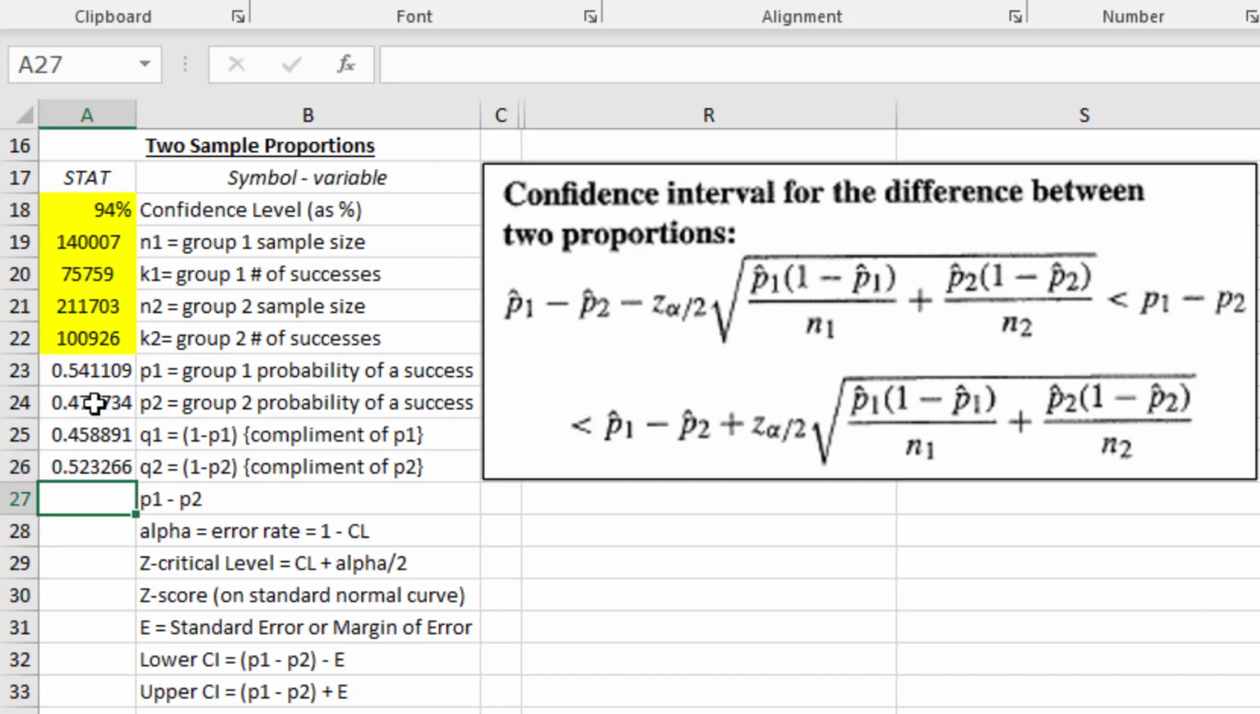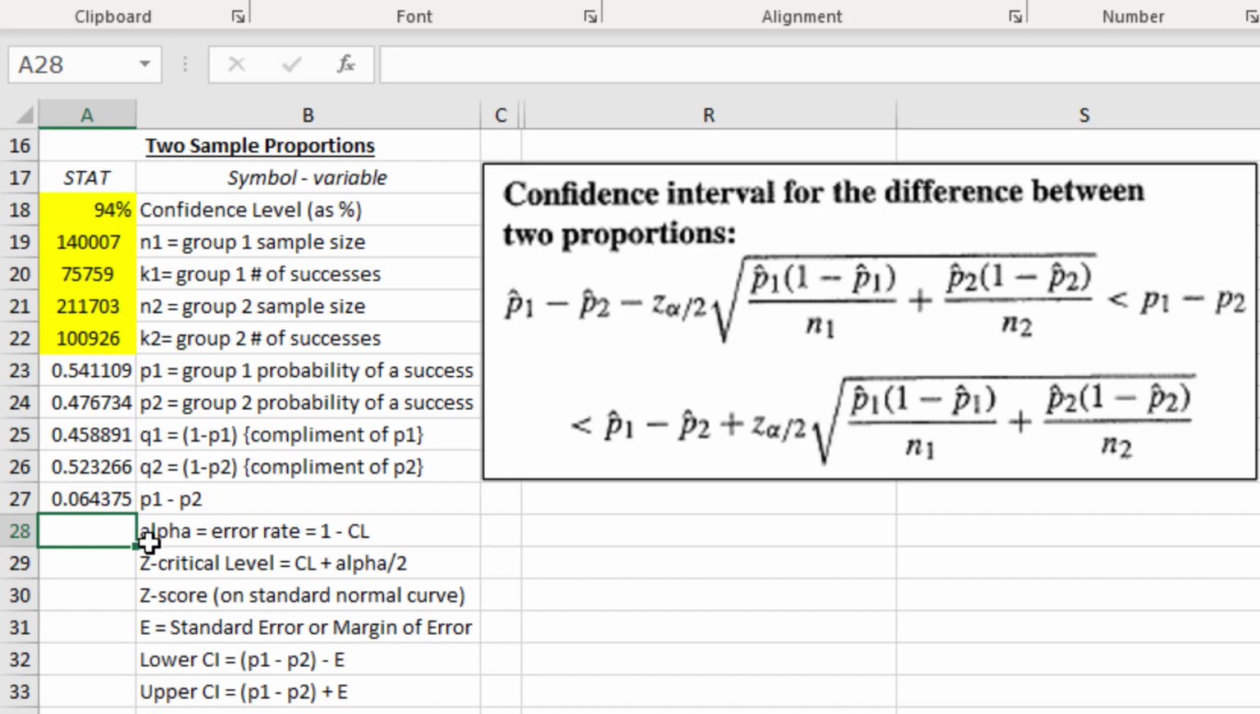This is simply the difference between the two, because oftentimes you need to know the difference between your two proportions. That's called the test statistic. Oftentimes it's referred to as that. So equals P1 minus P2. So now we can see there's a little bit more than 6% difference between our two group proportions.